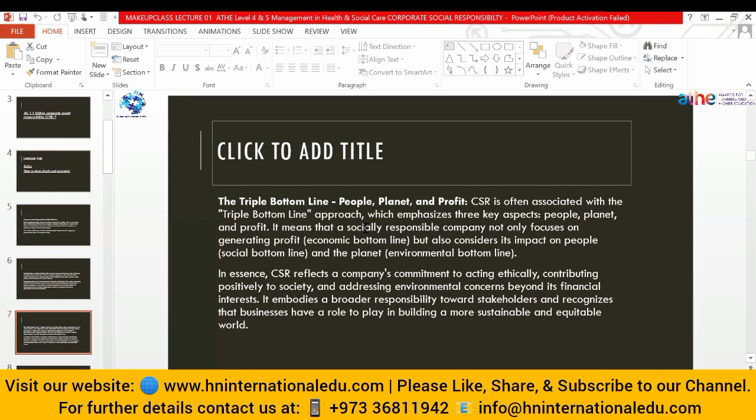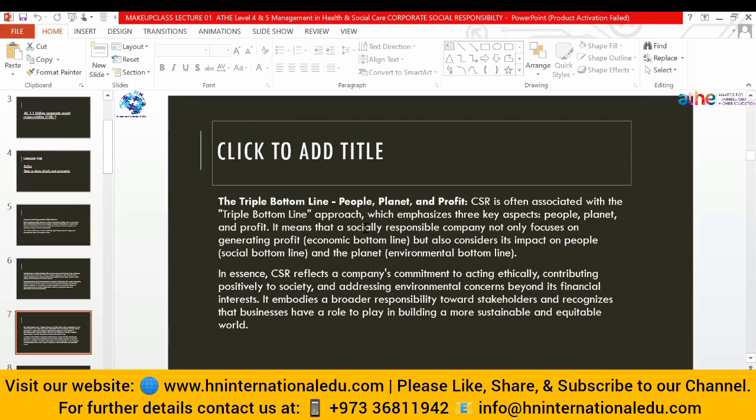In a sense, CSR reflects a company's commitment to acting ethically, contributing positively to the society, and addressing environmental concerns beyond its financial interest. It embodies a broader responsibility towards stakeholders and recognizes that businesses have a role to play in building a more sustainable and equitable world. This is the main reason, honestly, why every organization wants to have a CSR policy, because ultimately it becomes more sustainable, it lives for a longer period of time, and it is equitable as well.